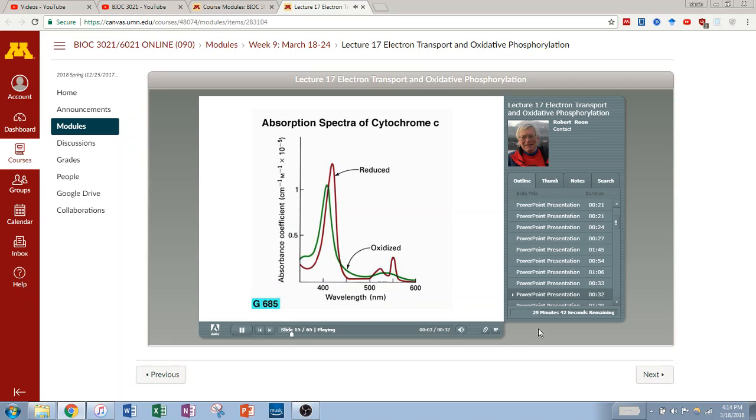Similar to many of the molecules in the electron transport chain, cytochrome C has an absorption spectrum. It absorbs light in the visible wavelength, giving it a color which is visible to the human eye. That spectrum changes depending on whether the molecule is oxidized or reduced. Such changes in absorption are useful to biochemists because they provide a window through which investigators can follow the reaction progress as these molecules are oxidized and reduced.